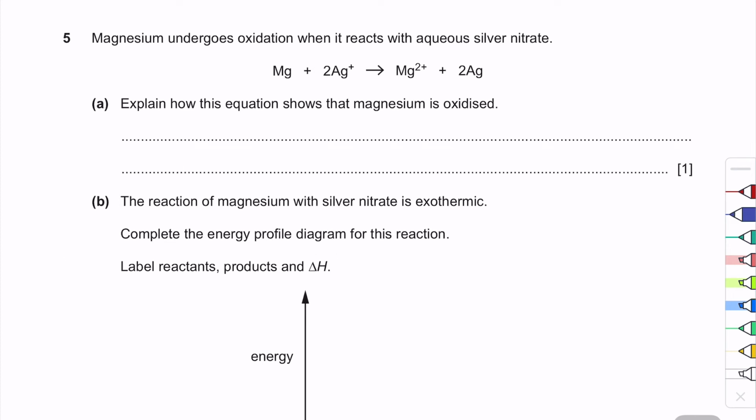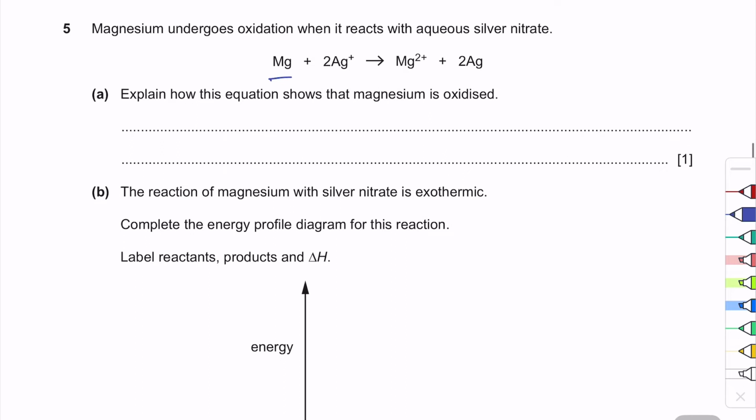Magnesium undergoes oxidation when it reacts with aqueous silver nitrate. Explain how this equation shows that magnesium is oxidized. So just look at magnesium and how it changes. Over here it is magnesium and over here it's magnesium ion. That means it has lost 2 electrons. So it loses 2 electrons, and that's how it shows.